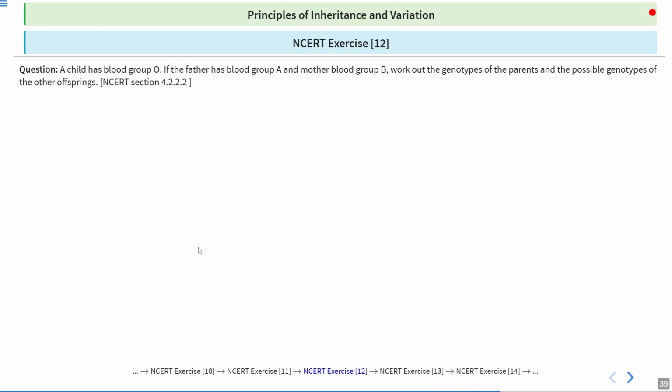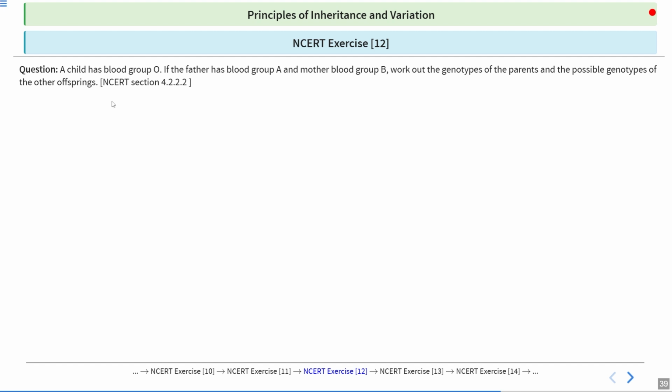The next question: a child has blood group O. If the father has blood group A and the mother has blood group B, you have to work out the genotypes of the parents and the possible genotypes of the other offspring.